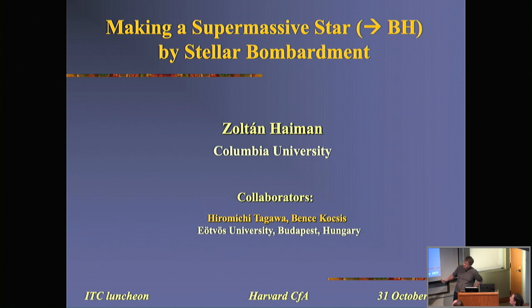I want to tell you about one of the ways we can make big black holes. Of course, the title said supermassive stars, but these stars collapse into black holes. So our goal here is to explain how very massive black holes might have formed in the early universe. This is a paper we recently submitted with Hiromichi Tagawa and Ben Sekocich, who was also here and also worked with Avi, actually.